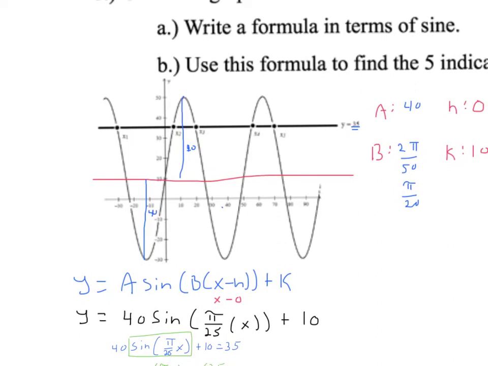So if we look, this is probably right around 5. And this is probably right around 19. So we found x2 and x3. But we want to find x1, x4, and x5.